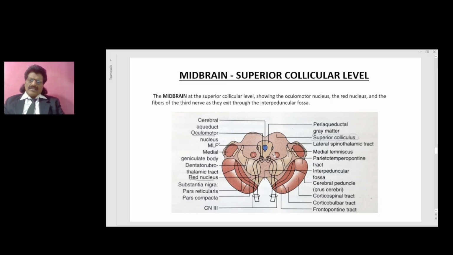So here you see this is the cerebral aqueduct, this is the periaqueductal gray matter. So this is the superior colliculus. As I said, the tracts which start with the letter S are placed sideways, so spinothalamic tract.